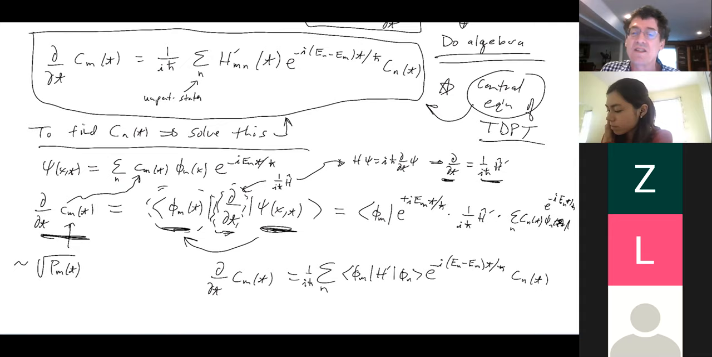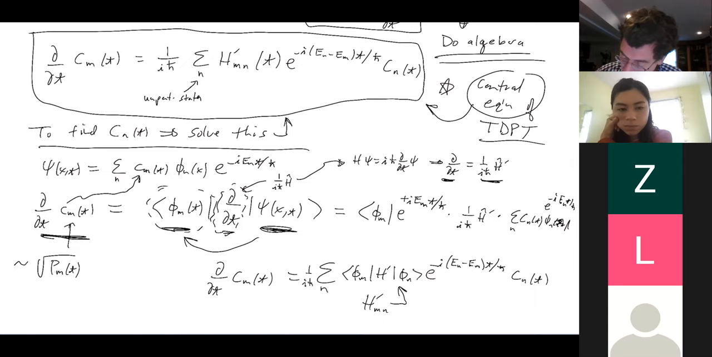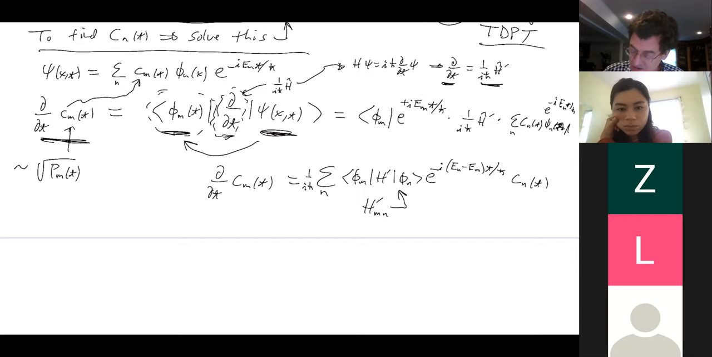I just want you to see that this is the same thing, because this is H prime mn. So I'm trying to unpack that formula just to show you that the formula is actually very logical and kind of makes sense. I want it to not just be a bunch of gobbledygook to you. So that's just to see that the formula kind of makes sense.